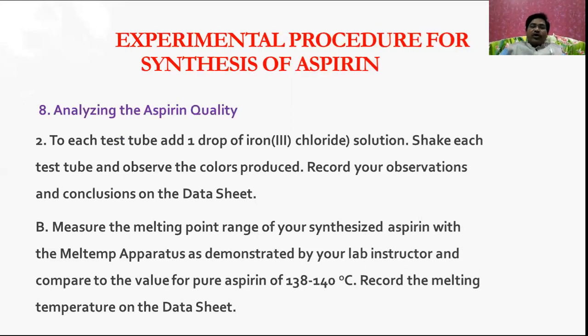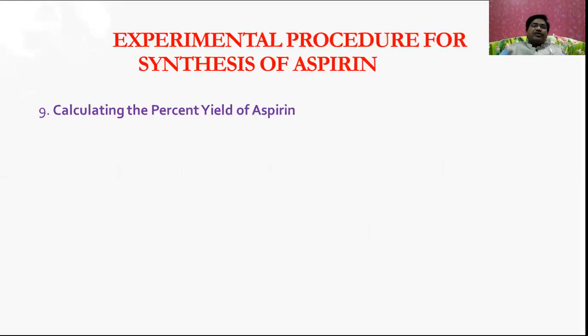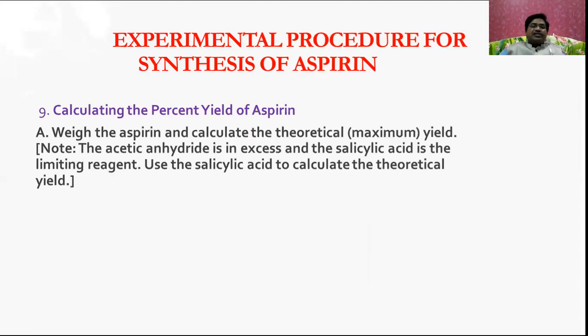Measure the melting point range of your synthesized aspirin with the melting point apparatus as demonstrated by your lab instructor, and compare to the value for pure aspirin of 138 to 140 centigrade. Record the melting temperature on the data sheet. Then the ninth step is calculating the percentage yield of the aspirin that you synthesized.